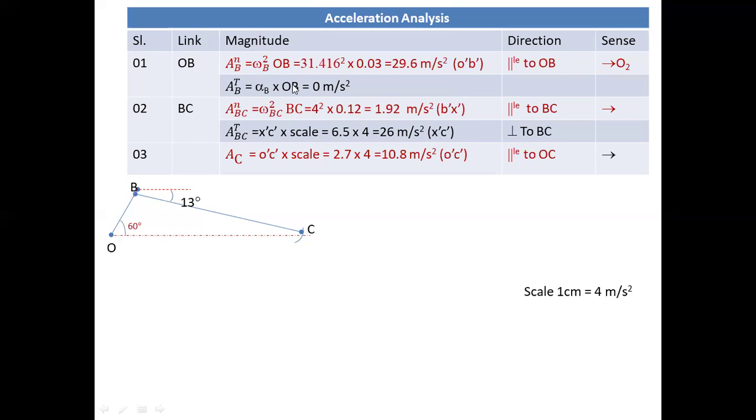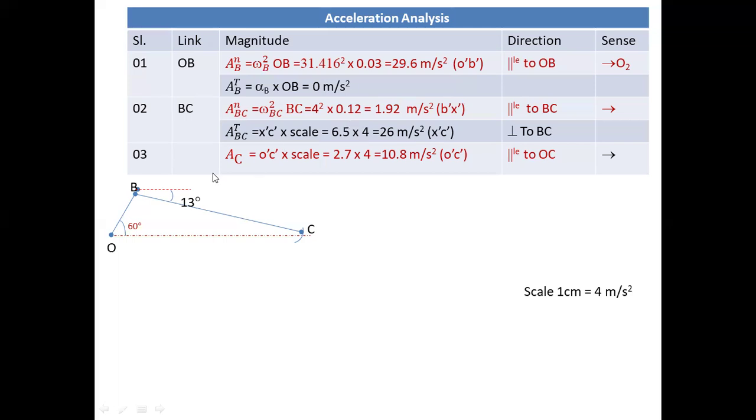The next part, the normal acceleration for BC, that is r into omega square. Again we can take that part, 4 square into 0.12. It will be 192 meter per second square. 4 radian per second will be the angular velocity for the connecting rod, and this dimension will be 0.12.